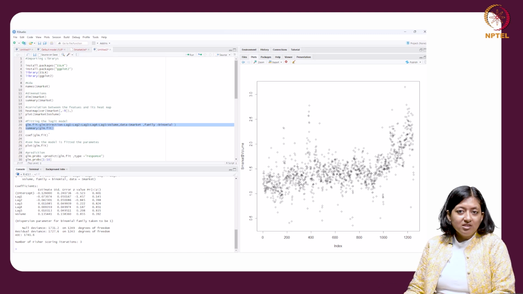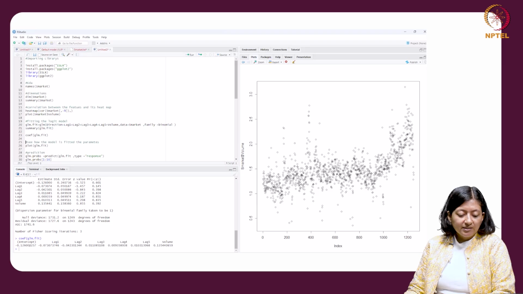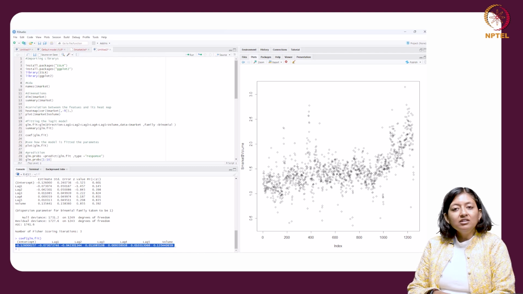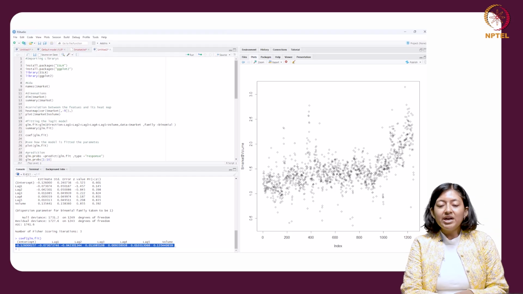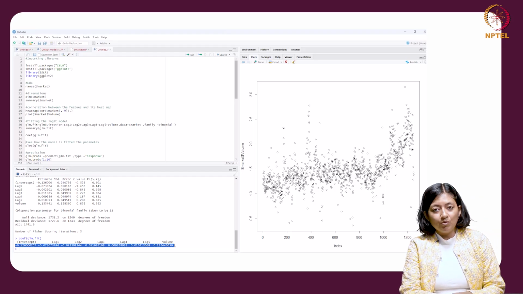If we want to just extract the regression coefficient values, we can write coef and the name of the model. And this is our logistic regression showing up. So the log odds of the direction can be modeled as minus 0.12, minus 0.07 lag 1, minus 0.04 lag 2, plus 0.01 lag 3, and so on. Now let us try to understand the output a bit more.